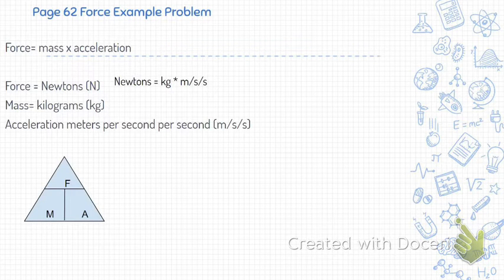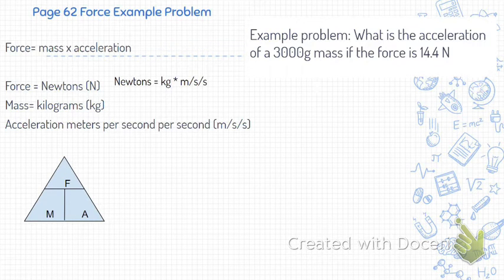There's your power triangle. Force equals mass times acceleration. So on your page 62, you've got some space for some notes. So go ahead and write that example problem really fast. Once you have that written down, we'll just go through it. So it says, what's the acceleration of a 3,000 gram mass if the force is 14.4 newtons?